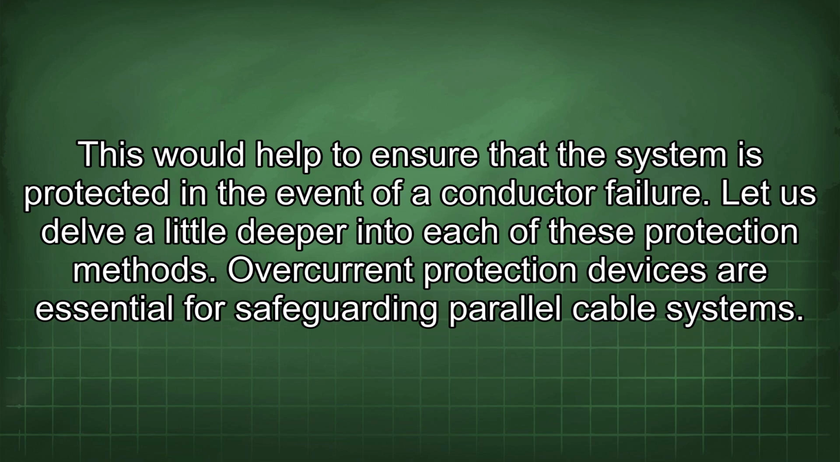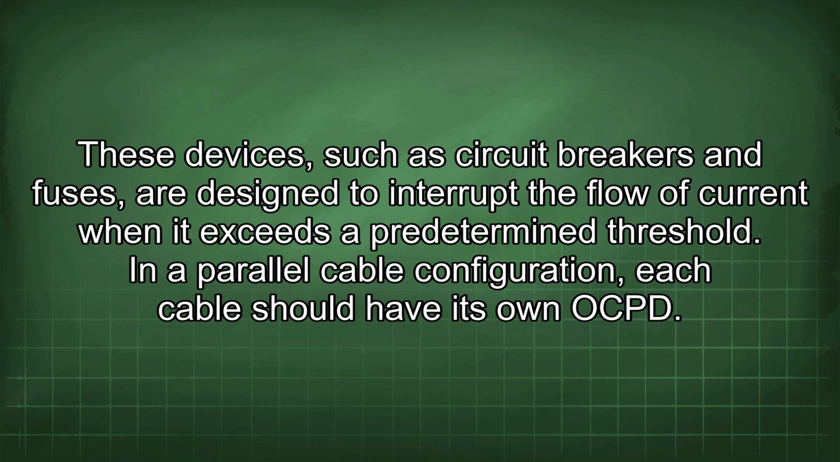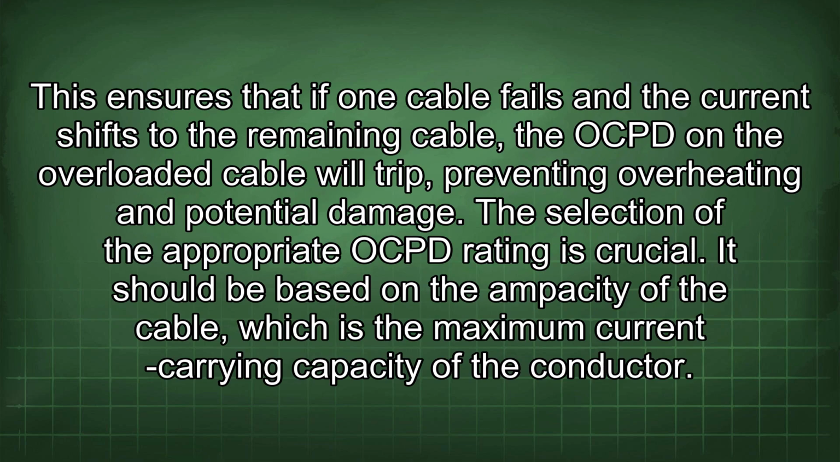Overcurrent protection devices are essential for safeguarding parallel cable systems. These devices, such as circuit breakers and fuses, are designed to interrupt the flow of current when it exceeds a predetermined threshold. In a parallel cable configuration, each cable should have its own OCT. This ensures that if one cable fails and the current shifts to the remaining cable, the OCT and the overloaded cable will trip, preventing overheating and potential damage.